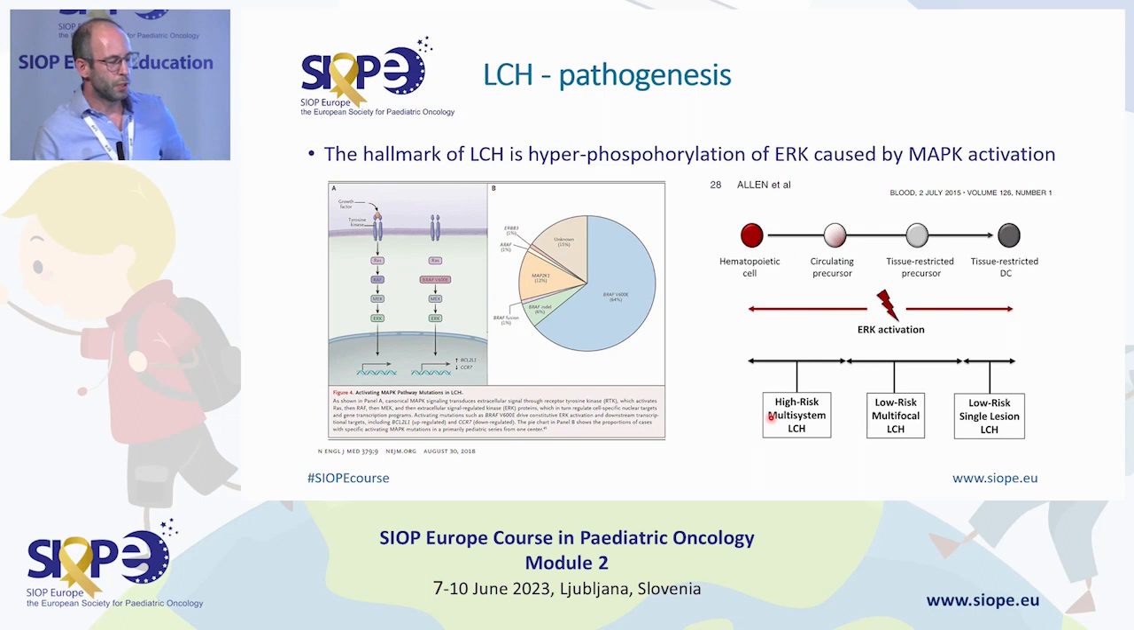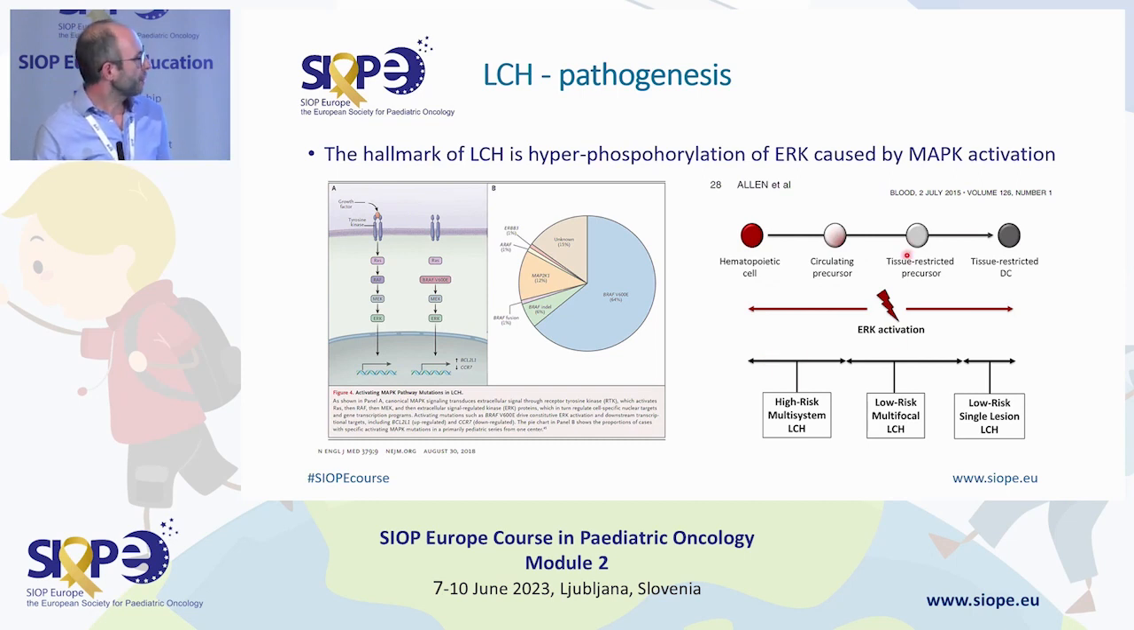As I told you, the hallmark of this disease is hyperphosphorylation of ERK. This is caused by MAP kinase activation. This is the pathway that I think you already know, and the most common alteration is the mutation of BRAF V600. The other most common mutation is within MAP2K1, MEK, and then others.